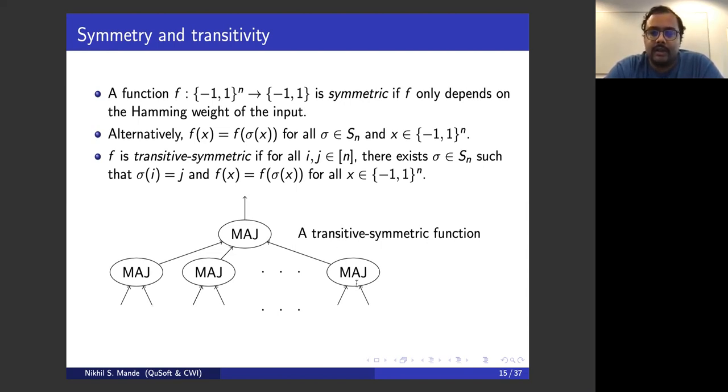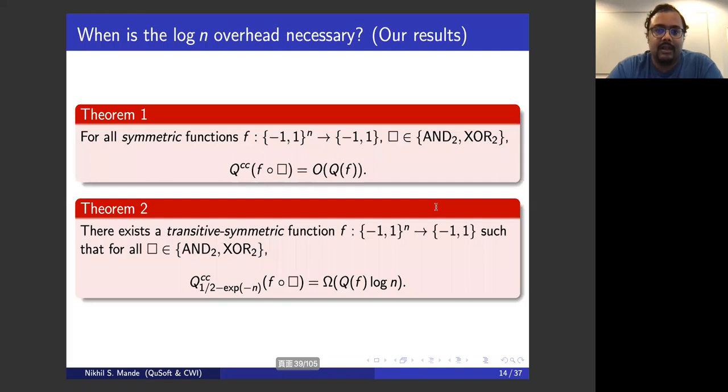So this is a composed function, a depth 2 composed function, majority of majority. This is transitive symmetric. Why? Let's say you have an index i here, and let's say you have an index j here. I'm going to define to you a permutation such that the function value is unchanged, but i maps to j. First you map this whole block of inputs to this whole block of inputs, and do a permutation inside this block such that i maps to wherever j was before. I hope at least roughly you see what transitive symmetry means. And now since I've defined it, I'll go back to our main theorems here.